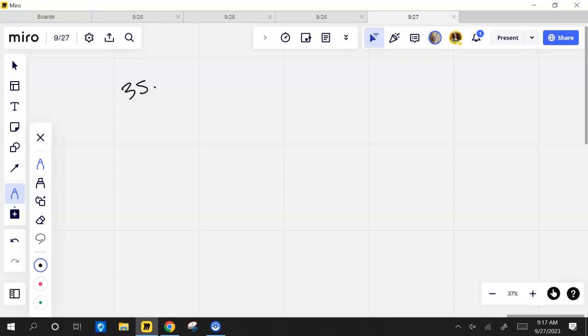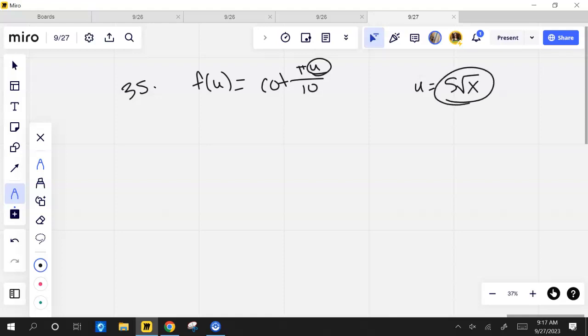So same song and dance here. F of u, I'm going to write it just like they have: cotangent pi u over 10. And it says u is 5 root x. So I'm just going to replace this u with this 5 root x, which is going to give me my f of g of x: cotangent pi 5 root x over 10.